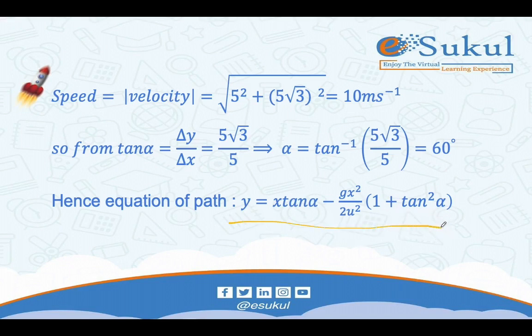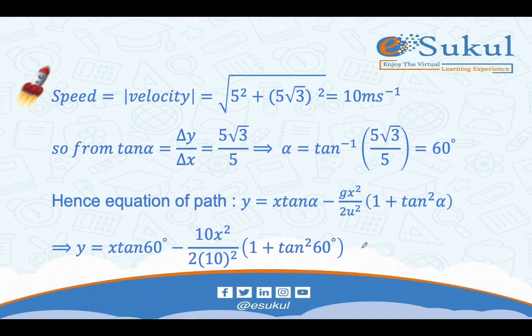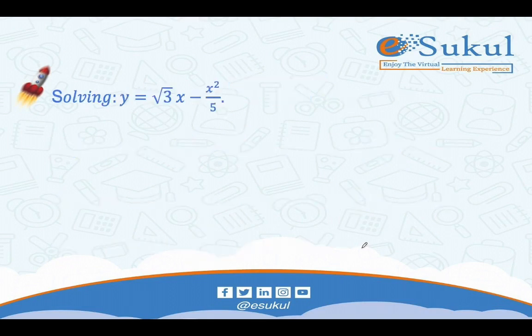So therefore, we can get the trajectory equation of the path, which is given to us as y equals x tan alpha minus g x squared over 2u squared into 1 plus tan squared alpha. Replacing our found values, we have our trajectory equation by simplification: y equals 3x minus x squared on 5.